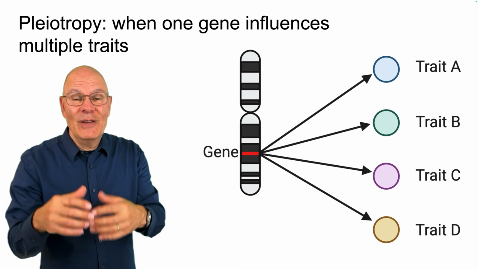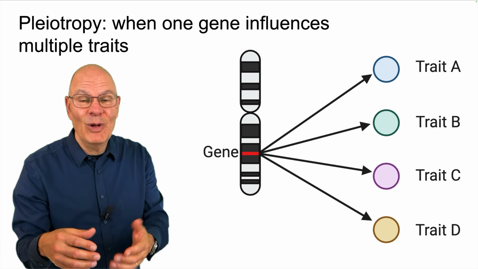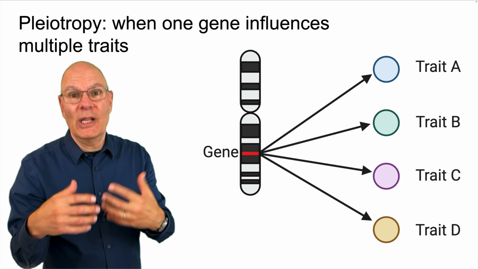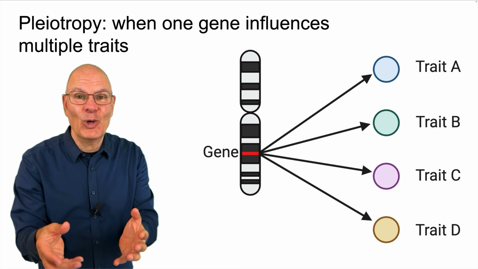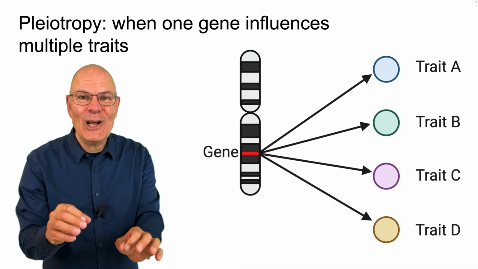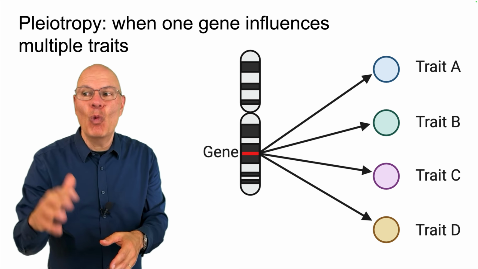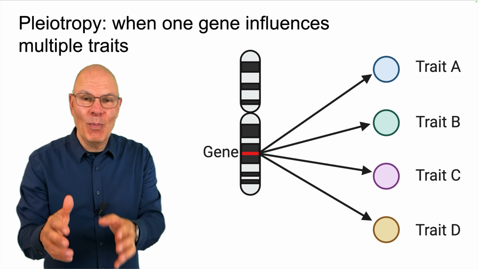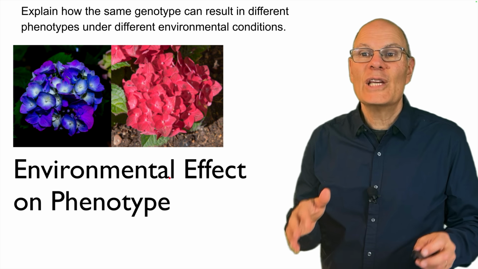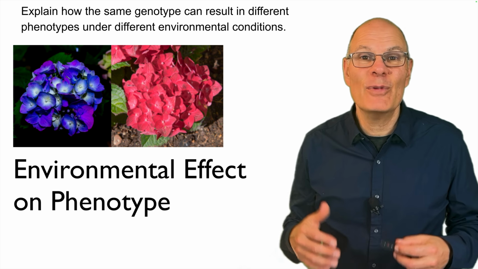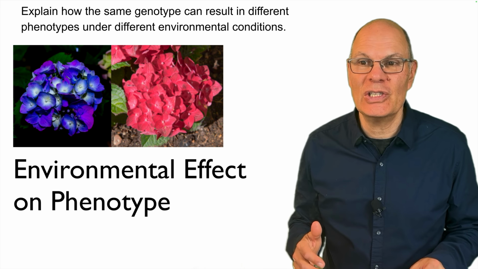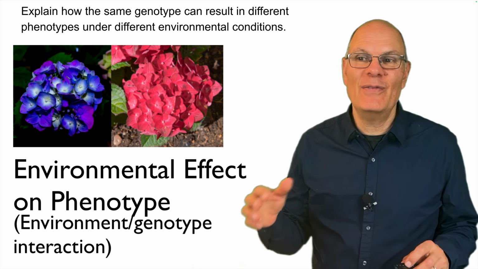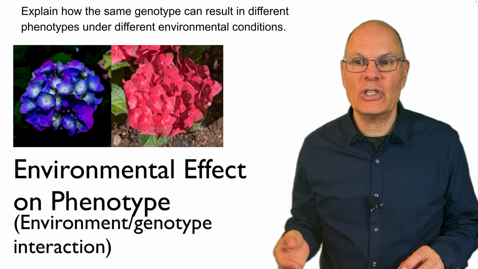The biology of sickle cell anemia and cystic fibrosis is super interesting, and those are illustrative examples that are good for you to know for the AP Bio exam and for your course. But the main takeaway is that pleiotropy is when one gene influences multiple traits. Explain how the same genotype can result in different phenotypes under different environmental conditions. This is also known as an environment-genotype interaction.